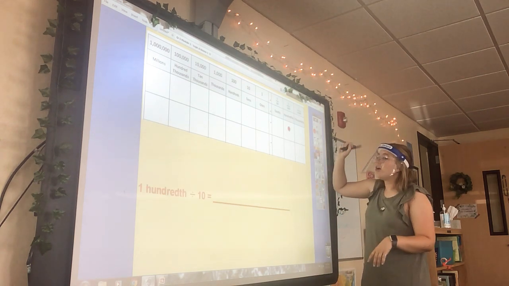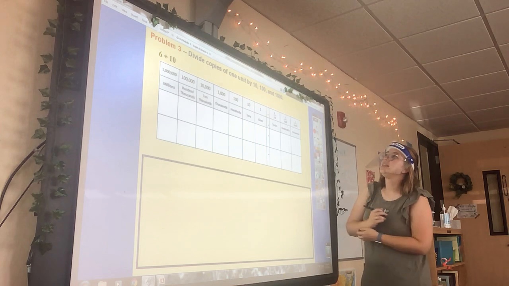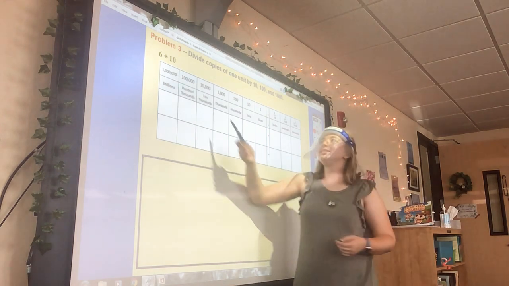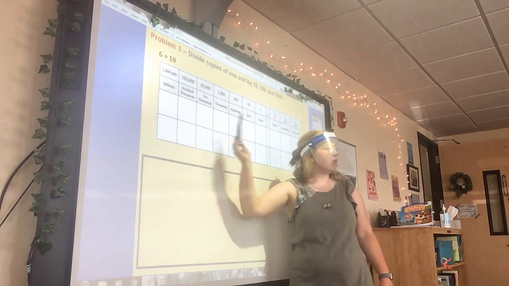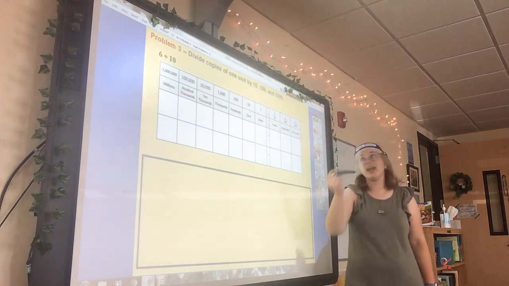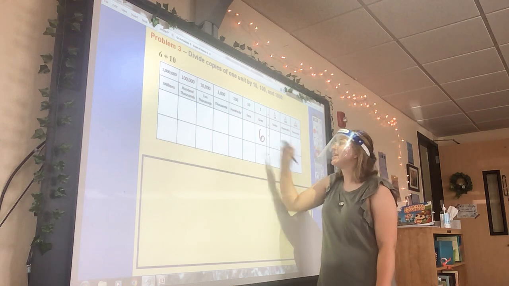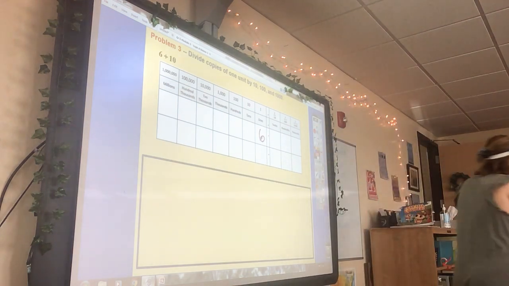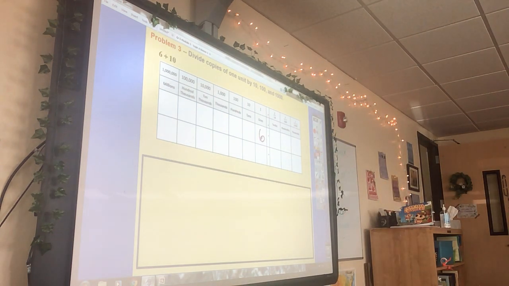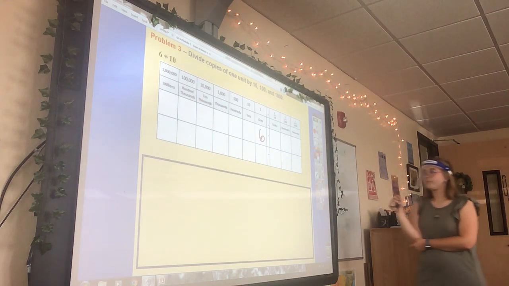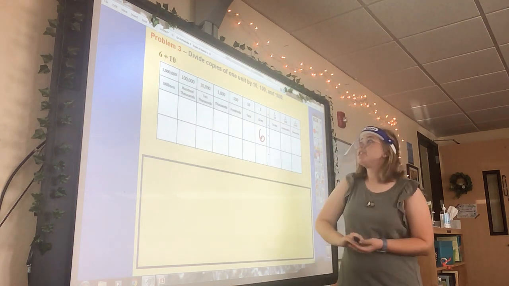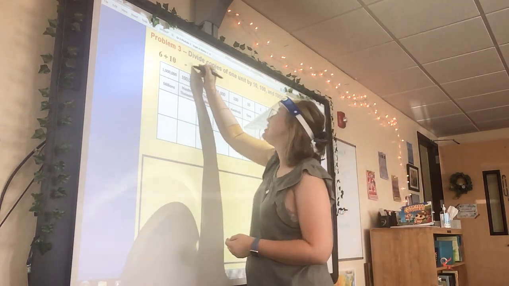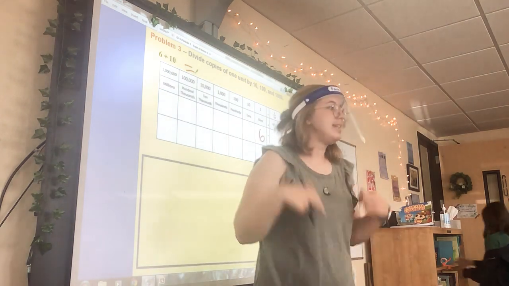So let's go to this one. It says 6 divided by 10. So what place value does the 6 go in? Ones. So just take your dry erase marker and put a 6 in your ones place right now, just on the top. Nice. Now I want you to solve it. 6 divided by 10.